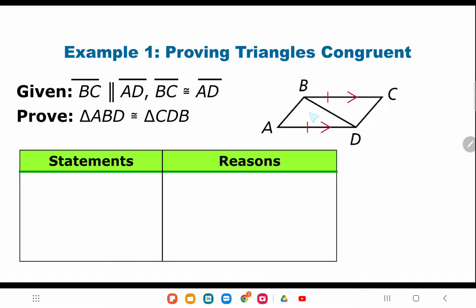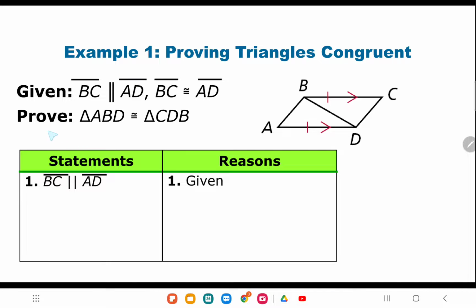So here I am given that these 2 opposite sides are parallel and congruent. BC is parallel to AD. BC is also congruent to AD. So we want to prove that ABD, which is this triangle here, is congruent to CDB, this triangle right here. So let's get started with that.